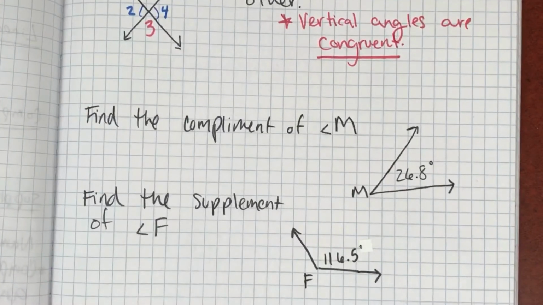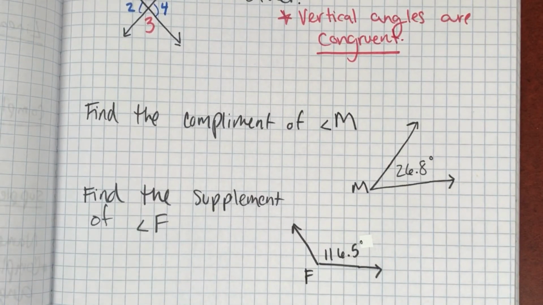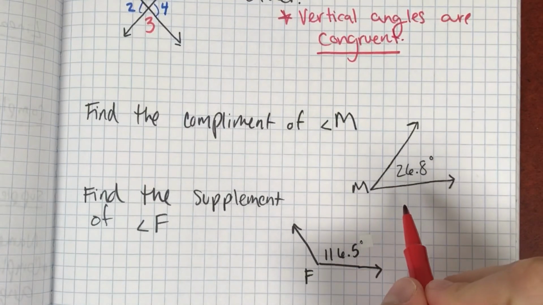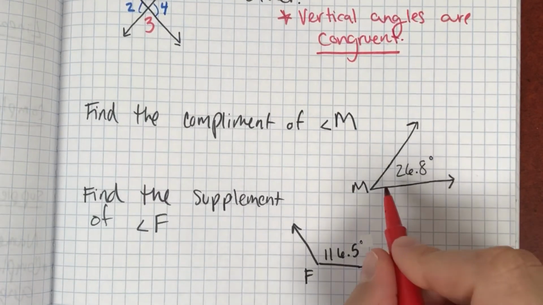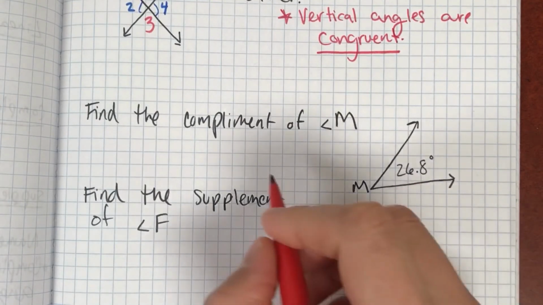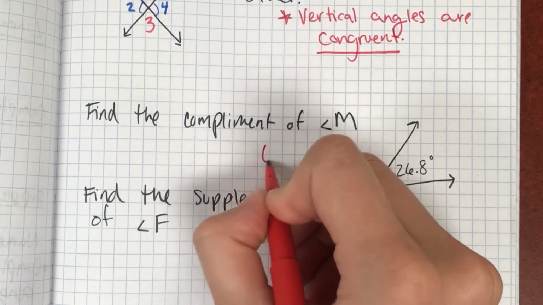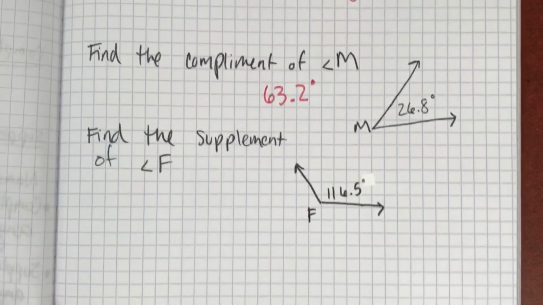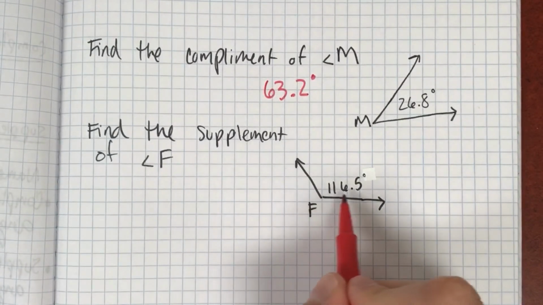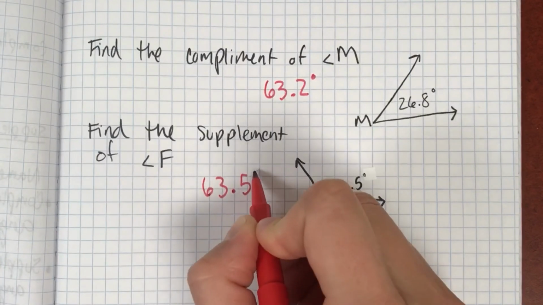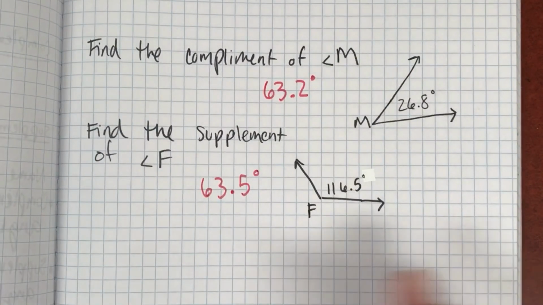Okay, so now just a little application. If we want to find the complement of M, we would need to find what other angle would make this add up to 90 degrees. So we would take 90 minus our 26.8, and so the complement of that would be 63.2 degrees. Finding the supplement of F, this is 116.5. We would need this to add up to 180. So this would actually be 63.5 degrees.